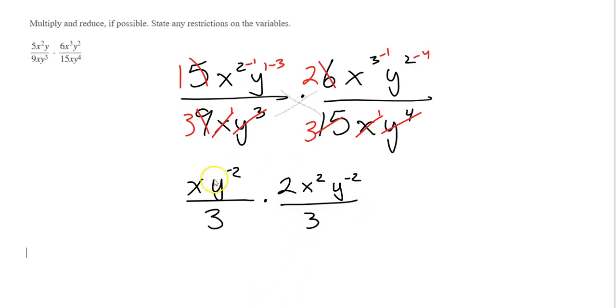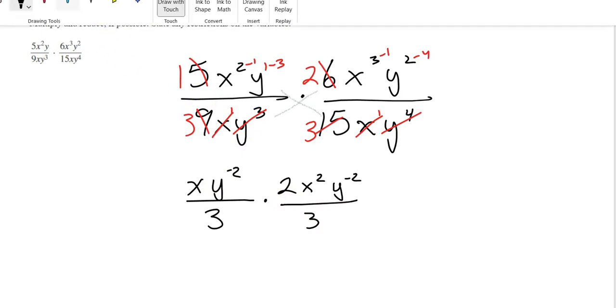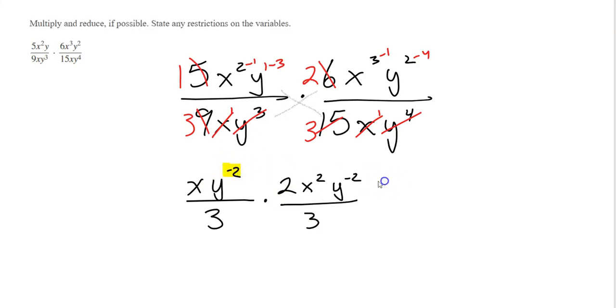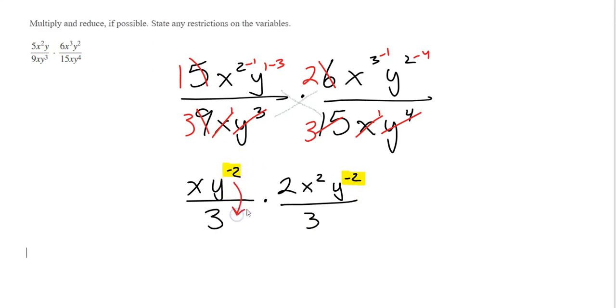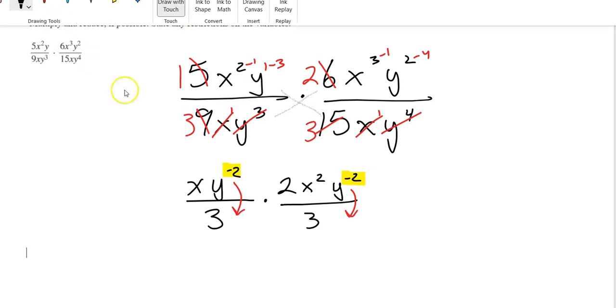Okay. When you have a negative power, negative powers mean we drop this guy back down. Okay. So when I do this, notice I can go ahead and simplify this a little bit.